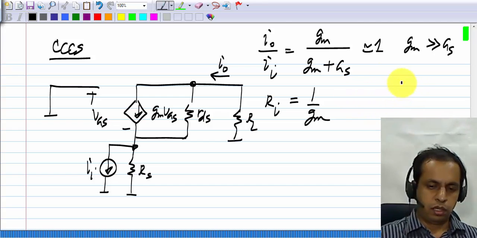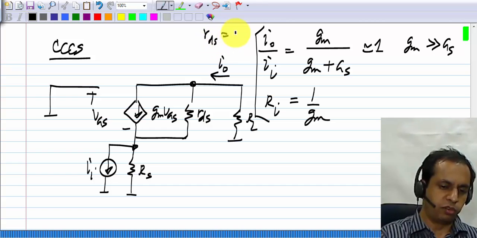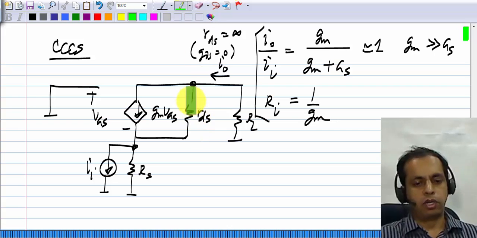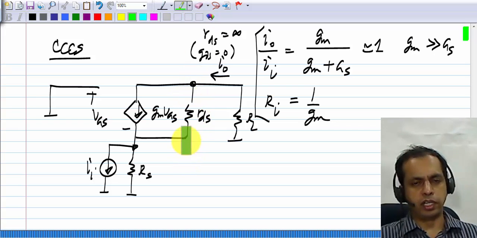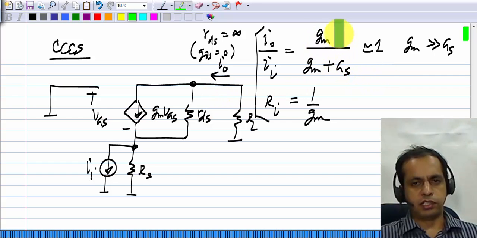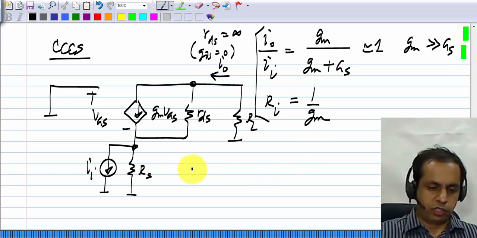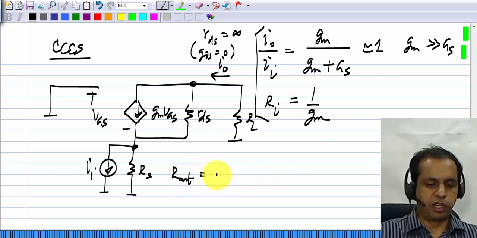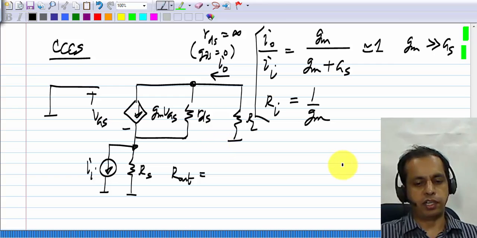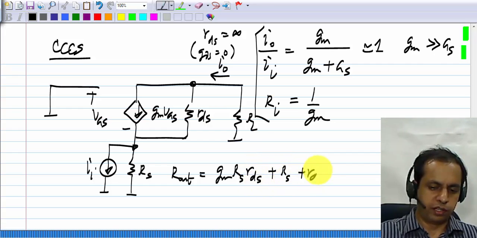Okay. Now both of these expressions have been evaluated with RDS equal to infinity or GDS equal to 0. I would encourage you to try it out with RDS not being infinity. You will get a more complicated expression, of course, but essentially the result will be these two. Now as far as R out is concerned, it doesn't make sense to neglect RDS, because in that case we simply get infinity as the answer. R out will be GM RS RDS plus RS plus RDS.